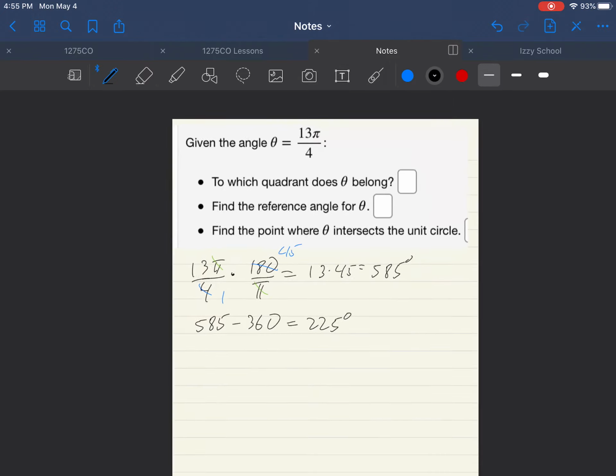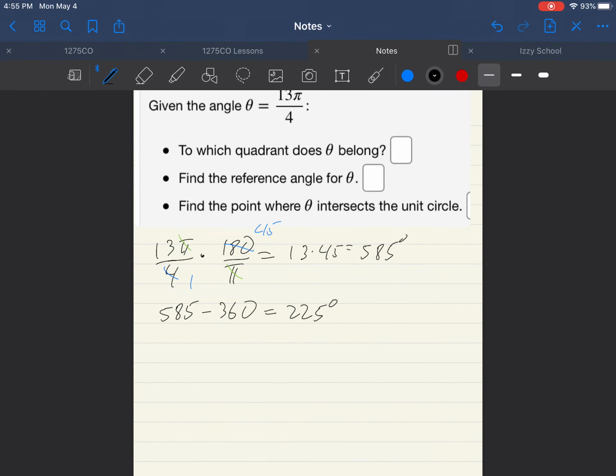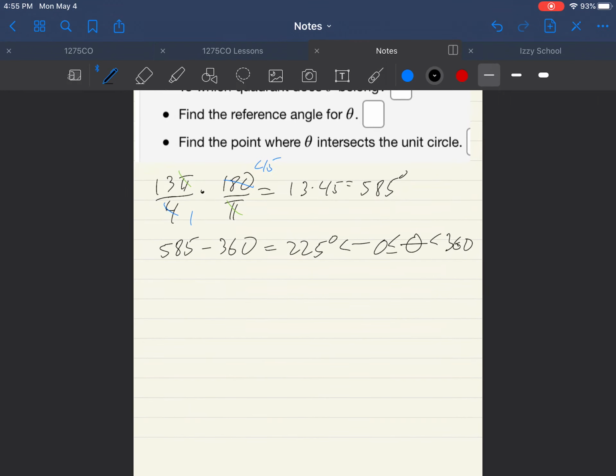Now this is where we want to be, right? Essentially we want to take our theta, which started out as 13 pi over 4, and convert it into a degree measure that is between 0 and 360 degrees, right? This is because all our calculations will be based upon this happening. So again, 225 is a coterminal angle to 585. That means as far as trigonometry goes, they're exactly the same.